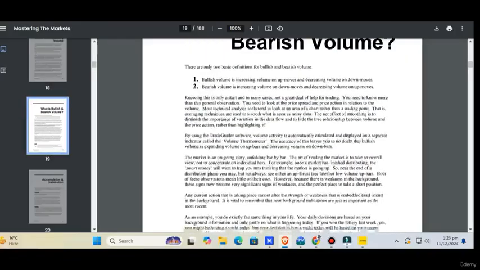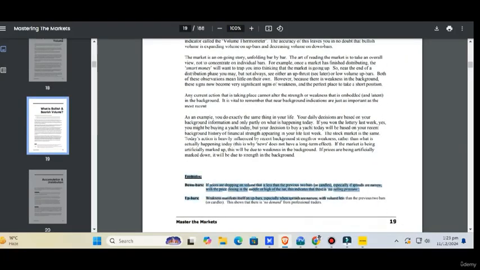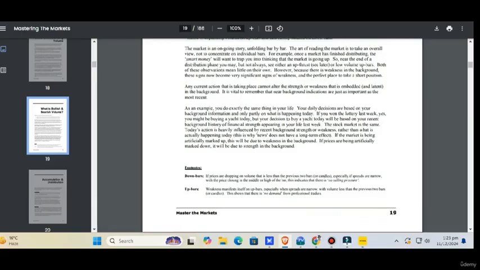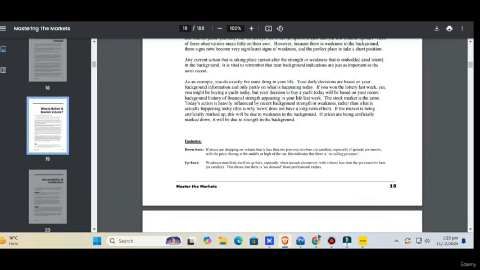Okay, so let me note this. I will again explain what will happen in down bars, what will happen in up bars. So in a down bar, if prices are dropping on volume that is less than the previous two bars or candles, especially if spreads are narrow with the price closing on the middle or high of the bar, this indicates there's no selling pressure. So this is no selling pressure or no buying pressure. I will explain in the next video.